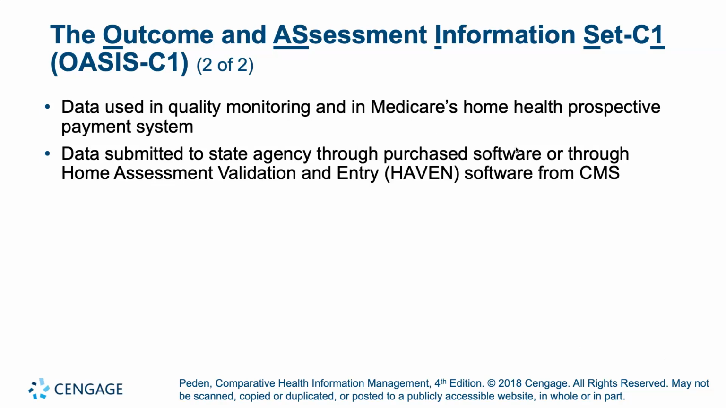The data is used in quality monitoring for not only the home health agency, but for Medicare in their prospective payment system. And then the data is submitted to the state agency through Haven software. Through Purchase software or Haven software. Most places use Haven software from CMS, but there are some that have Purchase software. But the OASIS data has to be transmitted electronically. Notice that. Even if it's paper-based records, the OASIS information has to be submitted electronically to CMS, whether you go through Purchase software or use Haven to put it directly in.